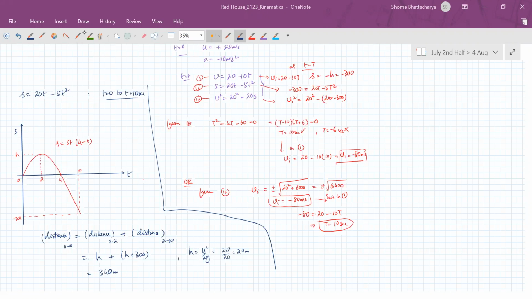Yes, vertical motion under gravity is going to come in MT3, what we studied today.